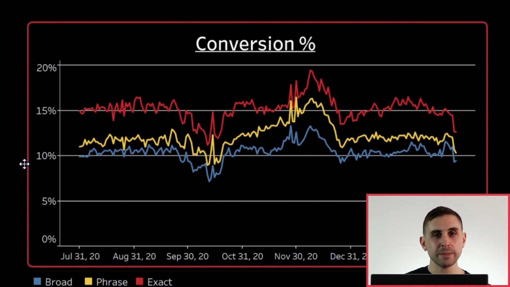Next, we have conversion percentage. So generally speaking, exact match is likely going to be a highly relevant target. So the conversion percentage tends to be a little bit higher in exact match type, and that shows right over here. We're hovering at around 15% for exact match type, and then lower for phrase, and then broad match comes in at around just over 10%.